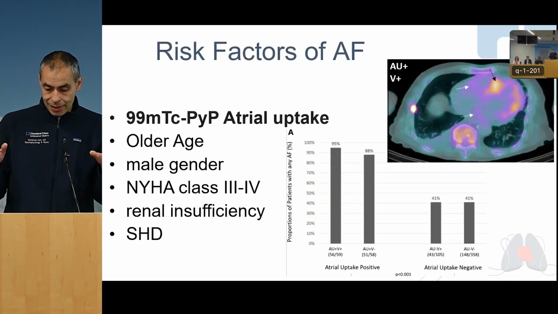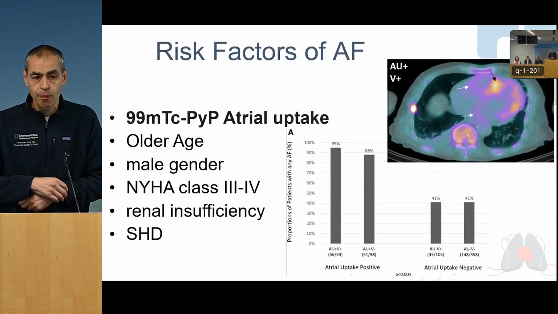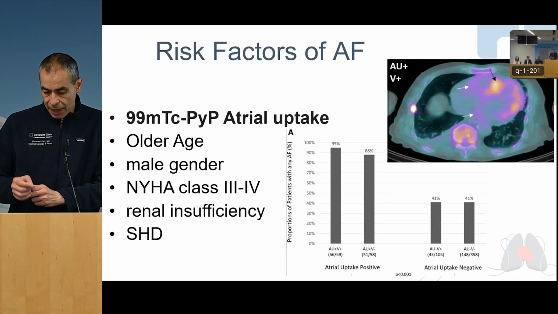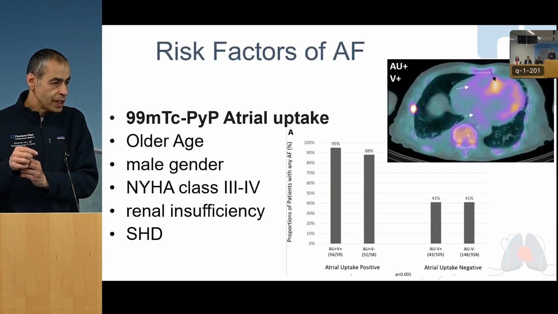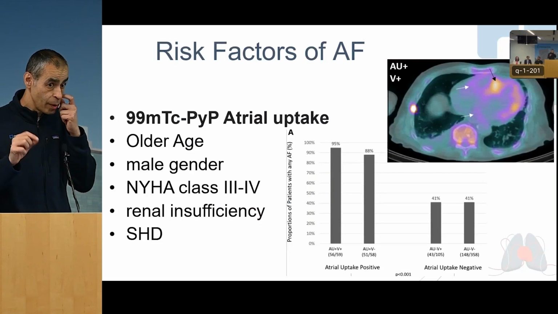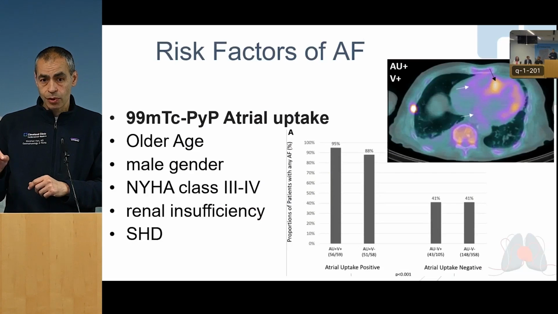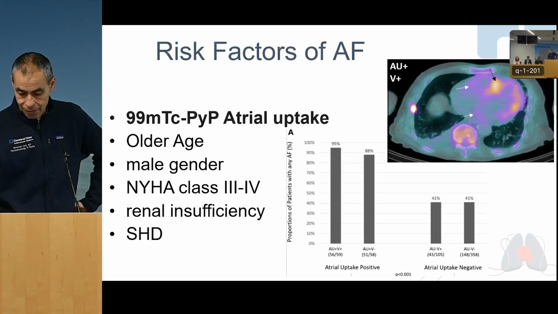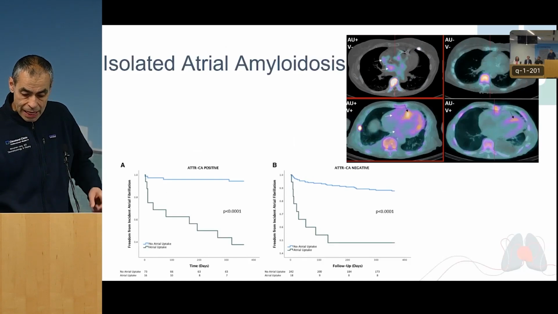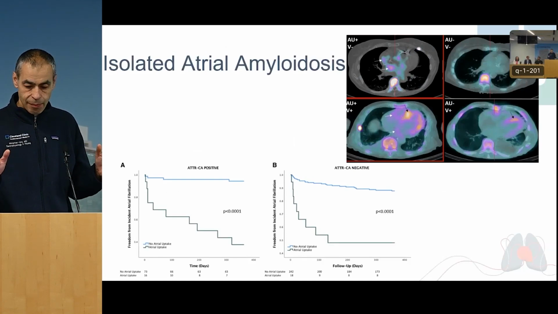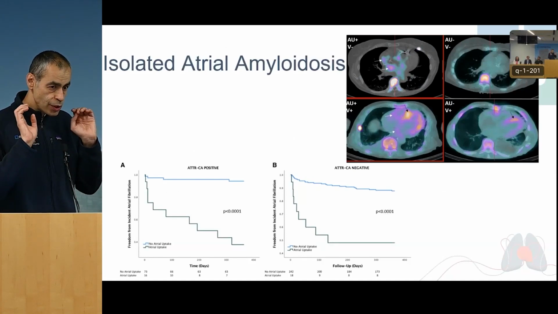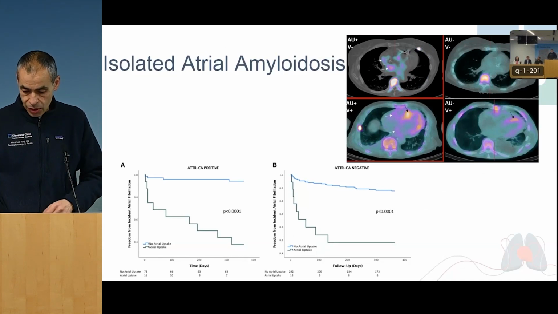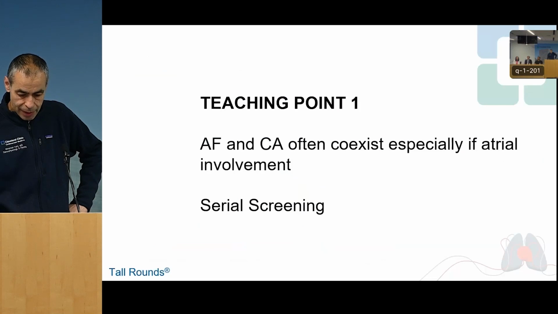The number one risk is technetium pyrophosphate uptake in the atrium. This is some data from our institution here. What you see is that the degree of technetium uptake in the atrium will predict atrial fibrillation in the future, irrespective of how much it's being deposited in the left ventricle or the right ventricle. So even patients who have isolated atrial amyloidosis, if you just see it purely in the atrium, their risk of developing atrial fibrillation is much, much higher in the future. So we have to be careful about these individuals.